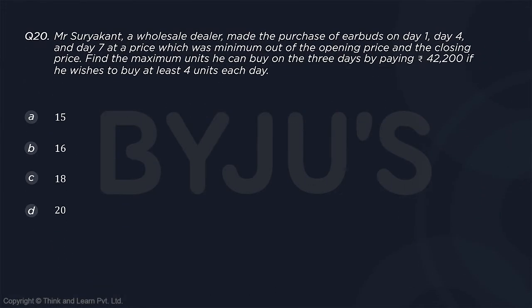Last part of the question. Mr. Suryakant, a wholesale dealer, made the purchase of earbuds on day 1, day 4 and day 7 at a price which was minimum out of the opening price and the closing price, whichever is lower. Find the maximum units he can buy on the 3 days by paying exactly 42,200. So you have to make sure that your total adds up to 42,200 and nothing is left out. That's the important part. And he wishes to buy at least 4 units each.